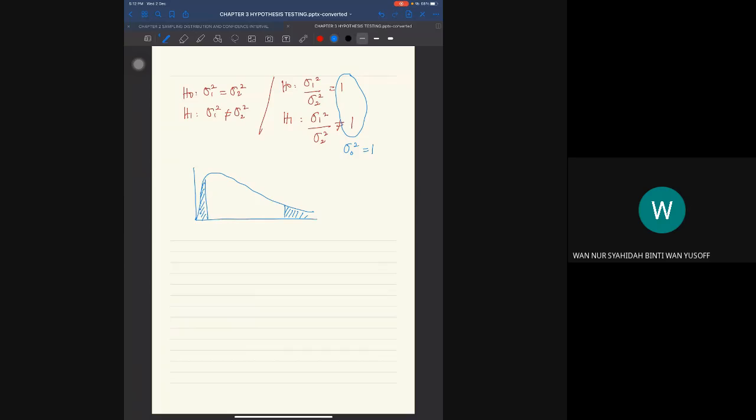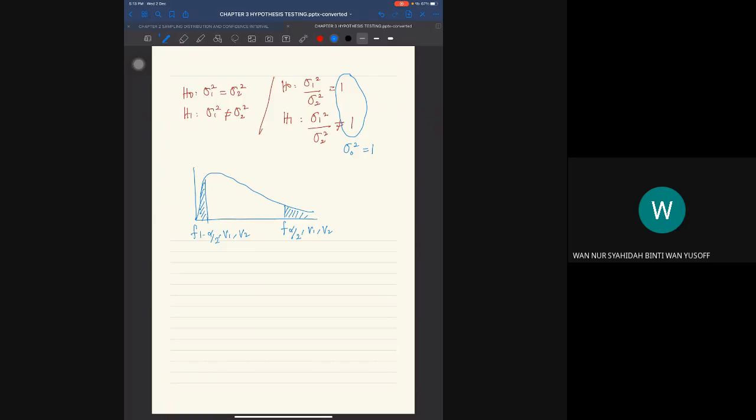So for the upper critical value here, you have F alpha over 2, nu 1, nu 2. It is different from the confidence interval. For the confidence interval, we need nu 2 and nu 1. But for the hypothesis testing, it must be nu 1 first and then nu 2. There is a theory behind that. That's why for confidence interval it is nu 2 first, and for hypothesis testing it is nu 1 first. So the lower critical value is F 1 minus alpha over 2, nu 1, nu 2.